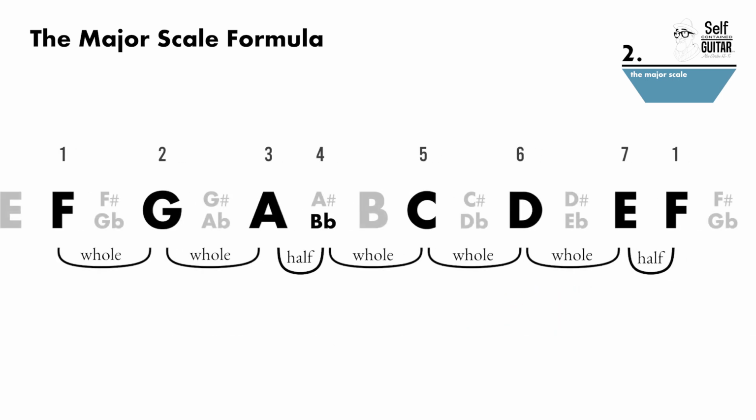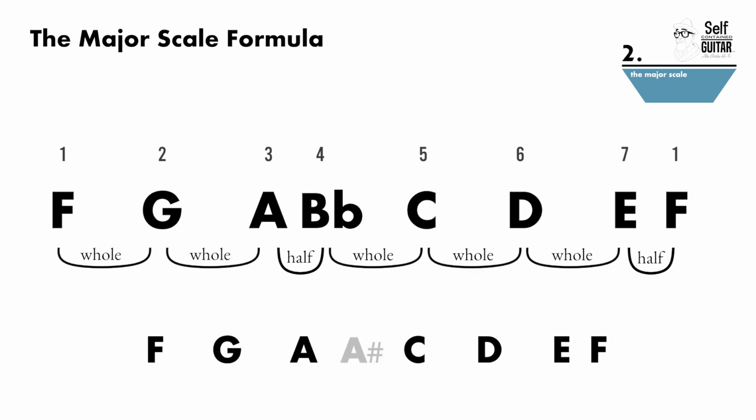Here's the key of F. The 4th note would be B flat rather than A sharp, because you can't skip B, nor can you have 2 A notes in a row within the same scale.